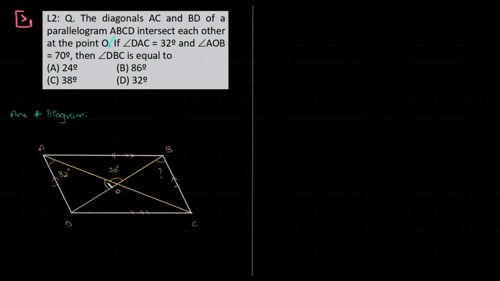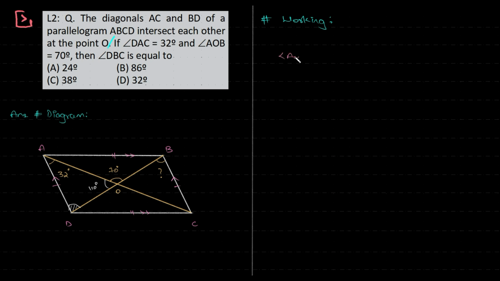We can find AOD to be equal to 110, and using the angle sum property, we'll be able to find ADB, and so we'll be able to find DBC as well. Okay, why is that? Think about it. It's quite simple. So let me start the working. I'll try to keep it short.